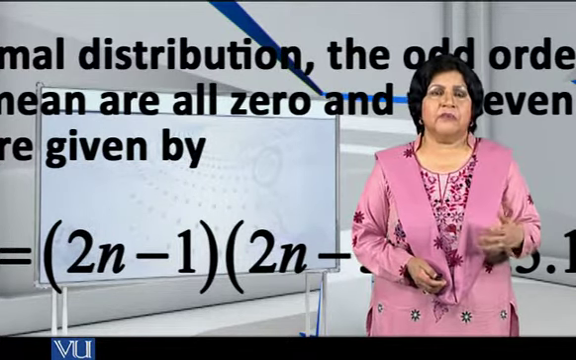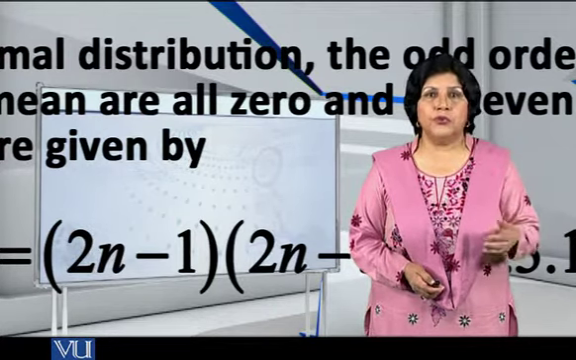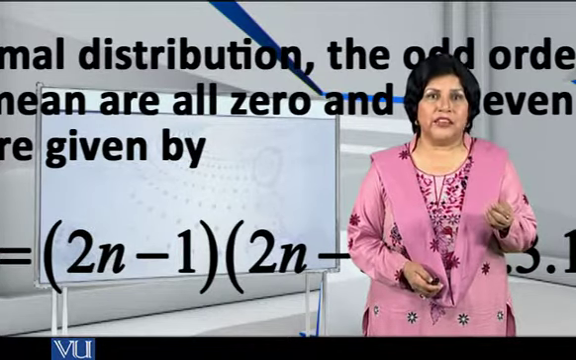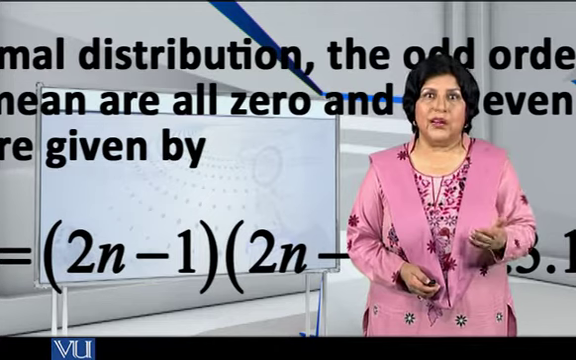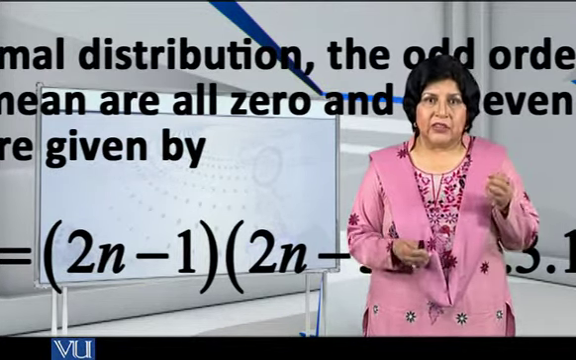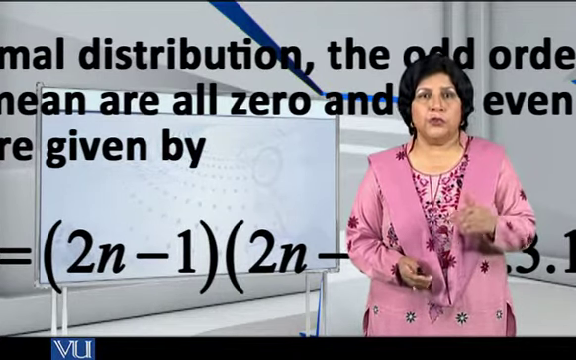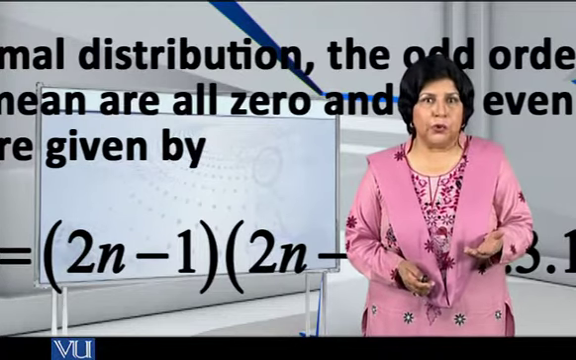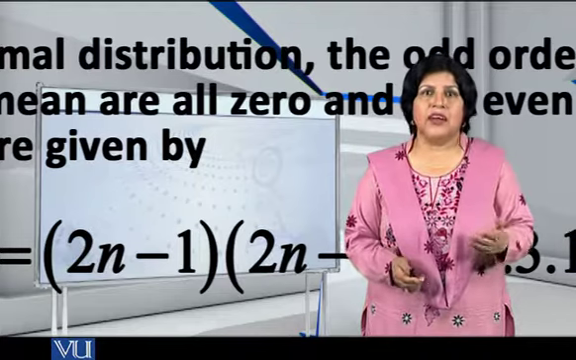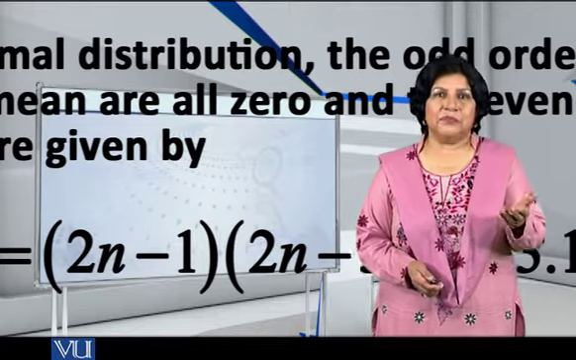For example, if n is equal to 1, then 2n is equal to 2 into 1, and that is equal to 2. So that particular moment will be mu 2, the second moment about the mean. If n itself is equal to 2, then 2n is equal to 2 into 2, and that is equal to 4. So that particular moment will be mu 4, the fourth moment about the mean, and so on.